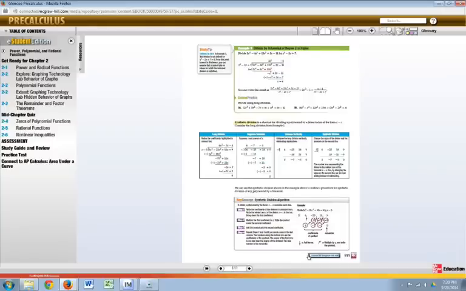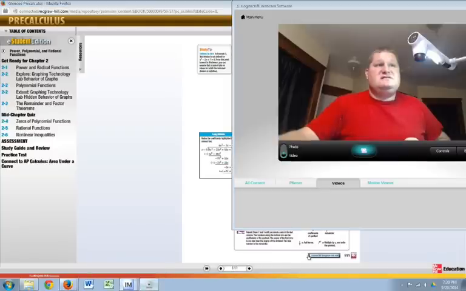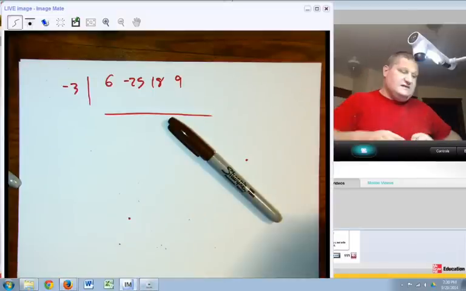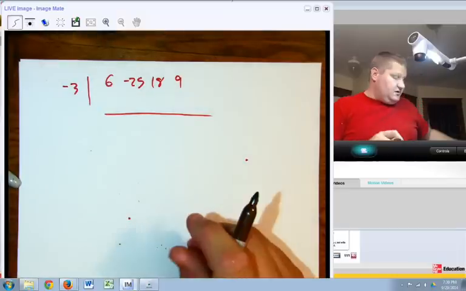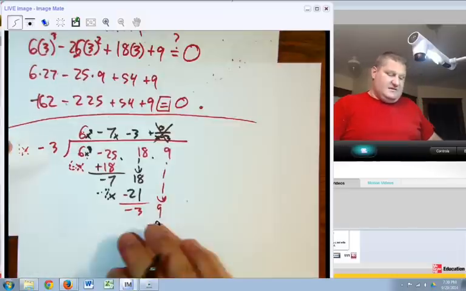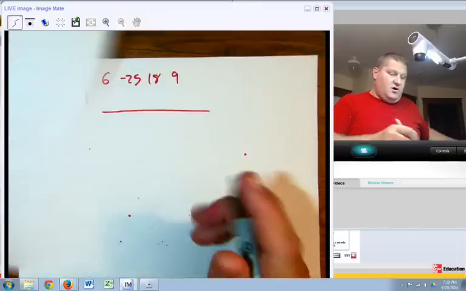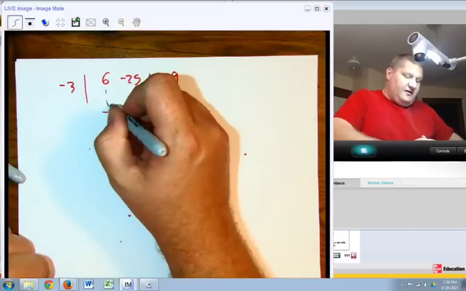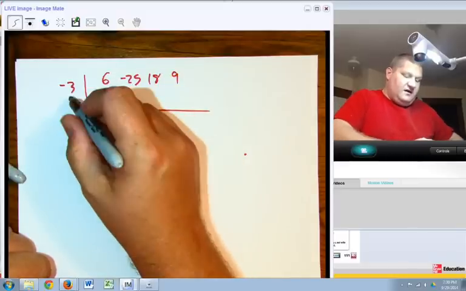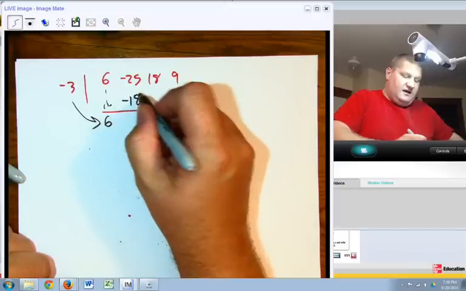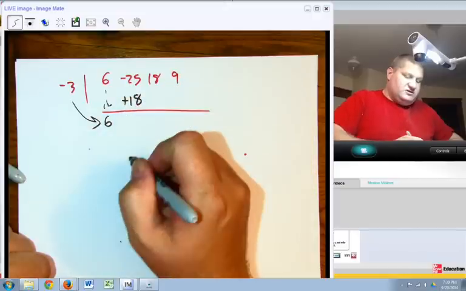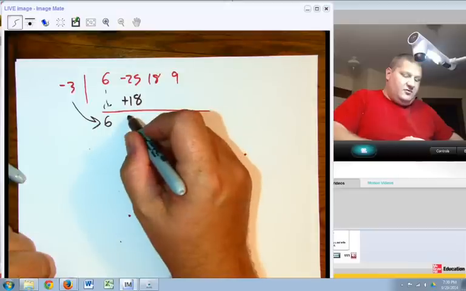This method that we're going to do is very similar to synthetic division, but it's not synthetic division. It's called collapsing vertically. It's simply taking this method here and scrunching it all up. So you say, bring down the 6. 6 times negative 3 is negative 18. And you switch the sign, and you come up with negative 7.